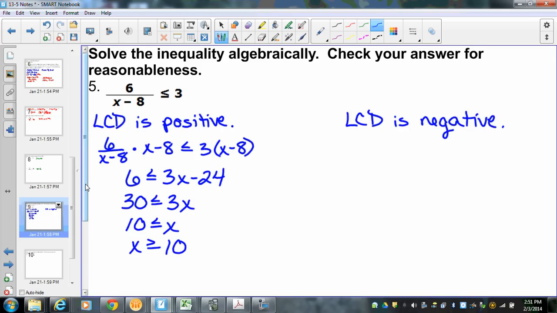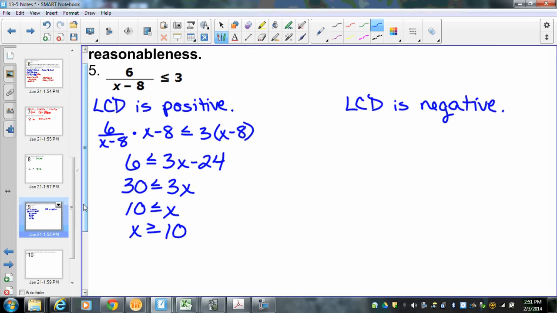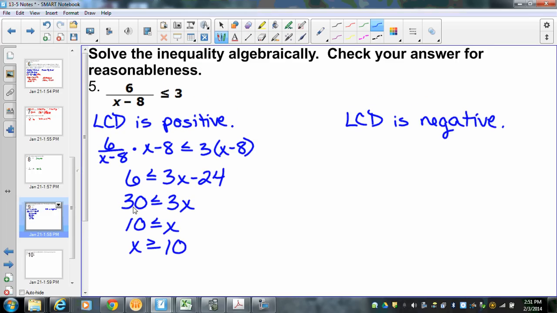Now we also have to consider domain restrictions here. So the domain restriction would be that the least common denominator cannot be 0, right? Because our denominator wouldn't exist. And in this case, we need it to be positive. So we set it greater than 0. So for this one, x needs to be greater than or equal to 10, or x needs to be greater than 8.